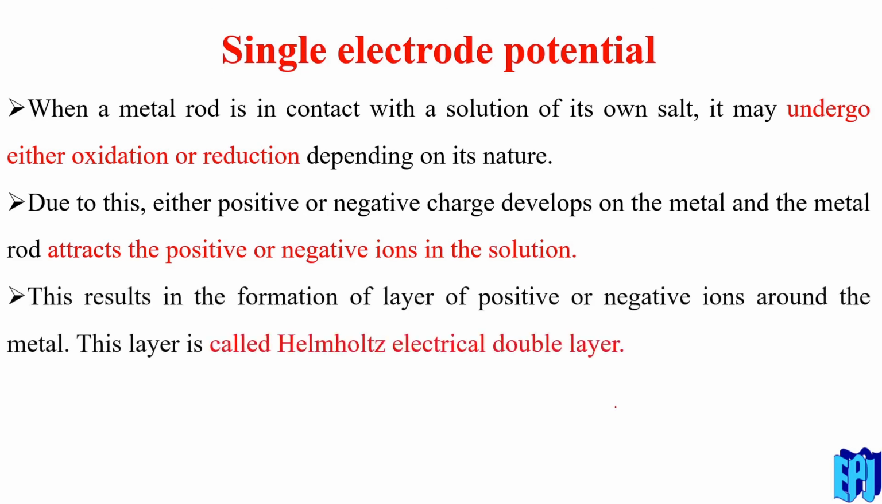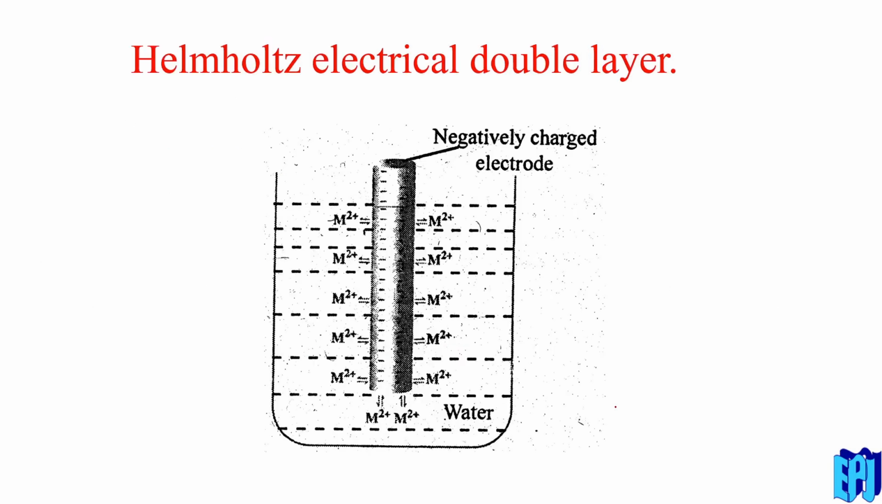This results in the formation of a layer of positive or negative charge around the metal. This is called chemicals. There is a charge accumulated. Here, after oxidation, you can see that there are negative charges along the side. You know that opposite charges attract each other, so we can see there are two double layers. These are known as the Helmholtz electrical double layer.